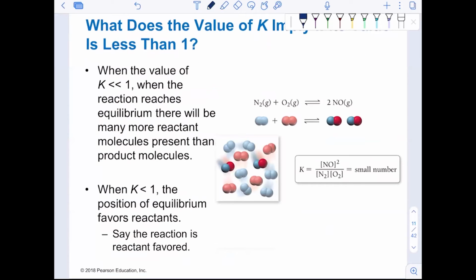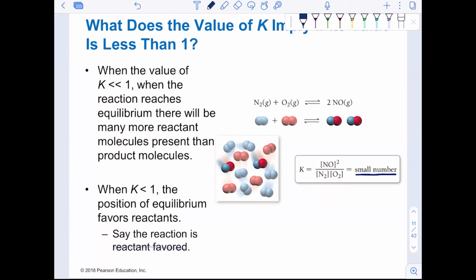What does the value of K imply if it's less than 1? When we have a value of K that's less than 1, the reaction reaches an equilibrium and there will be a lot more reactant molecules. Again, if this is a very small number, the denominator, or the reactants, are in larger quantities. So we always would say that the reaction is favoring the reactants, or reactant favored.